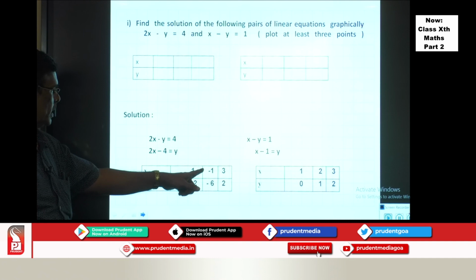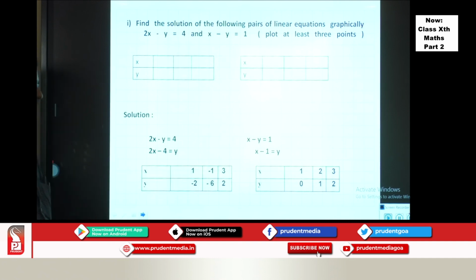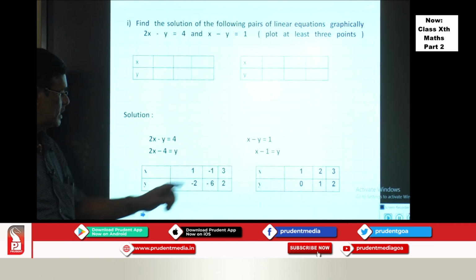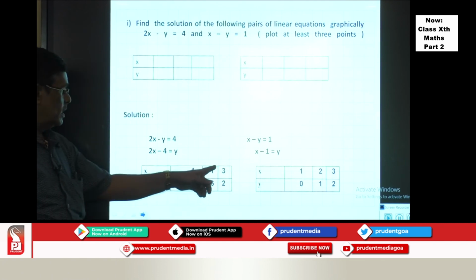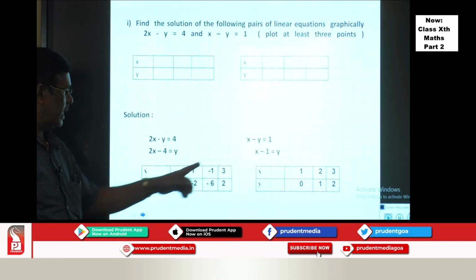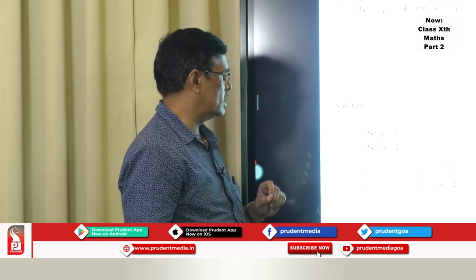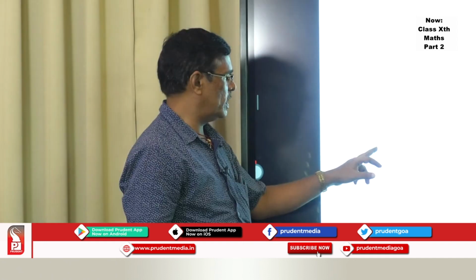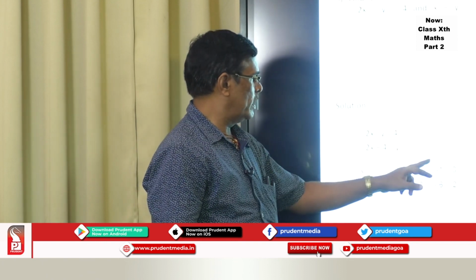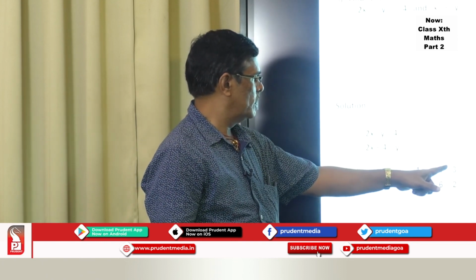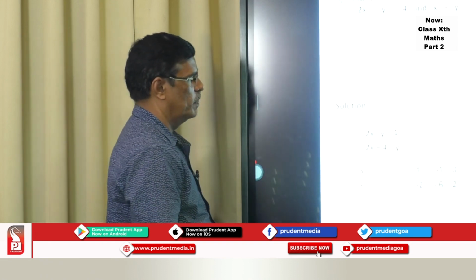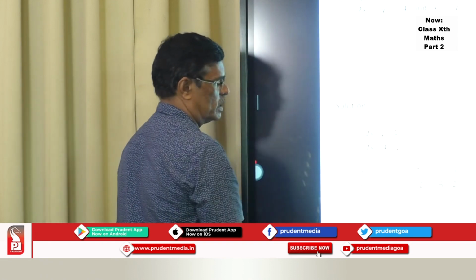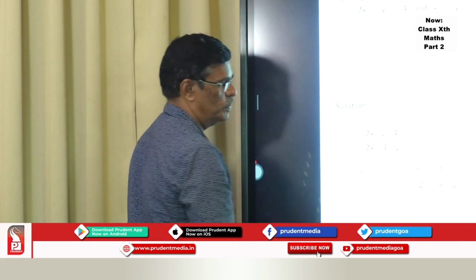In the second part, what I have done, I have taken value of x is minus 1. So 2 multiplied by minus 1 is minus 2. Minus 2 minus 4 gives me value of y is minus 6. Now in the third case, I have taken value of x is 3. 3 2s are 6 and 6 minus 4 is 2.